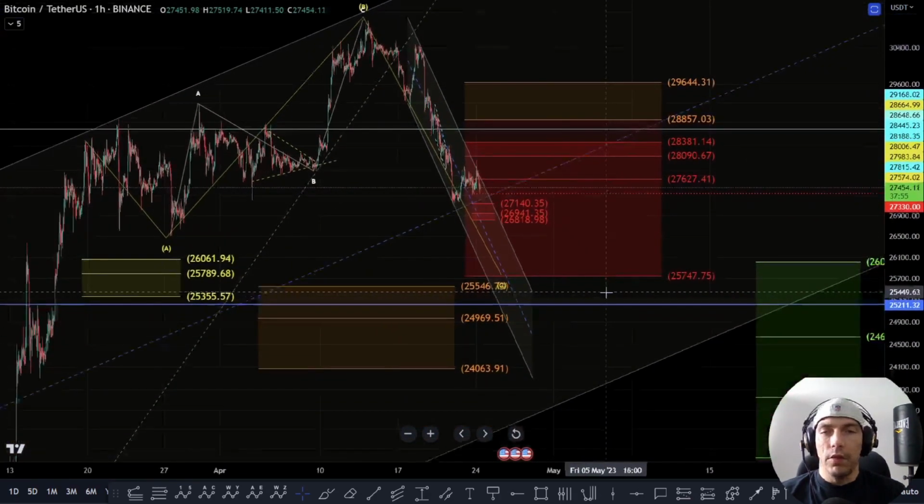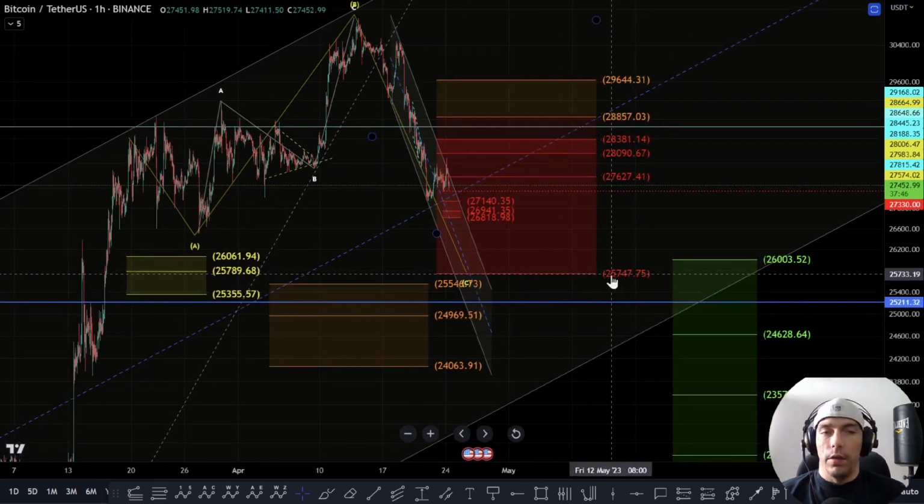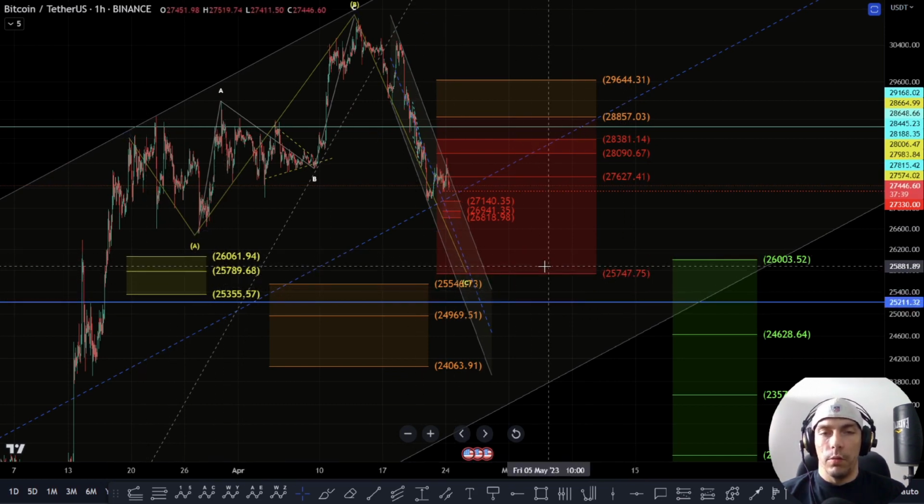So some of those key targets that we talked about previously was that's 26,061 to this 25,355 area. And another key one was this 25,747. So there's a little bit of a cluster here that we have some zones that we could actually look to potentially come down and target out.